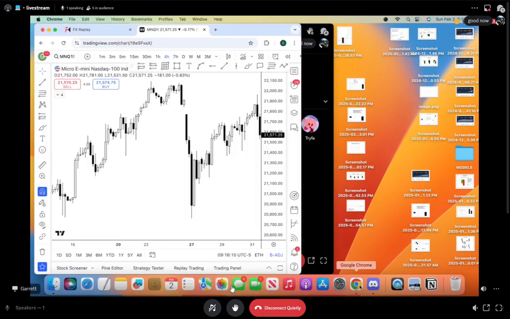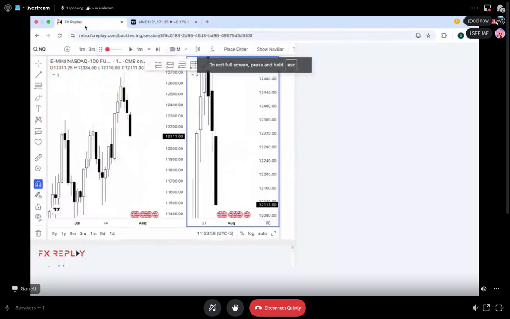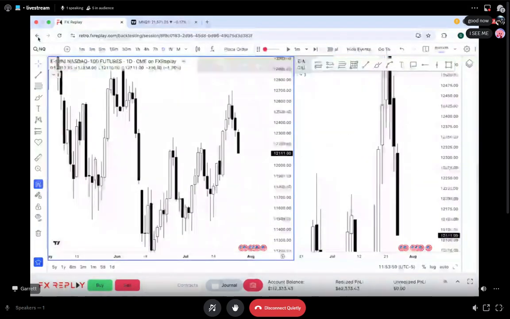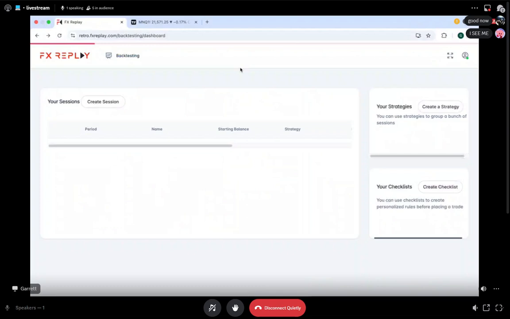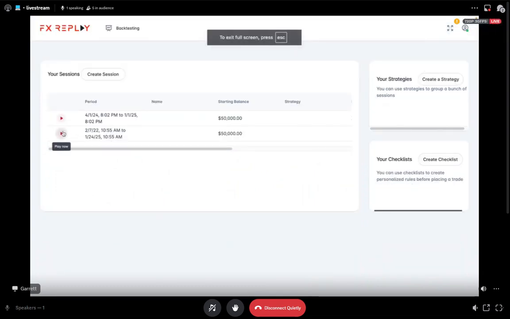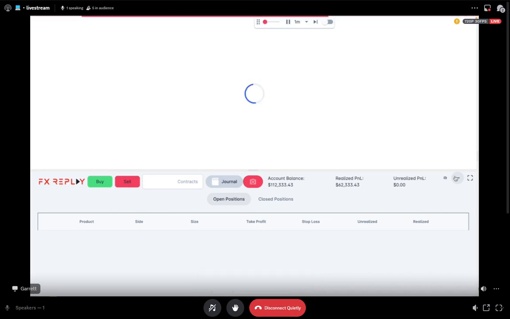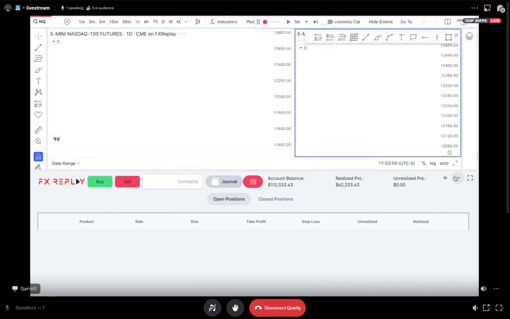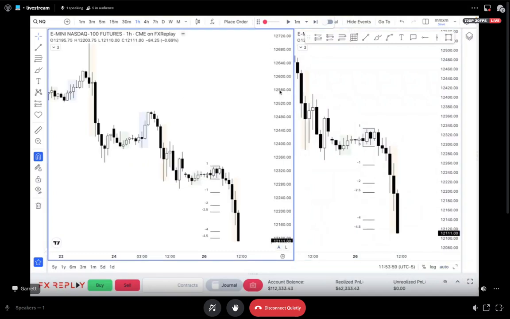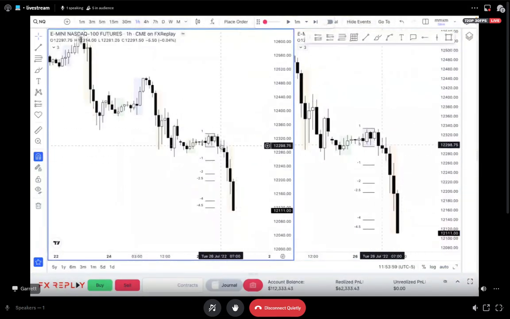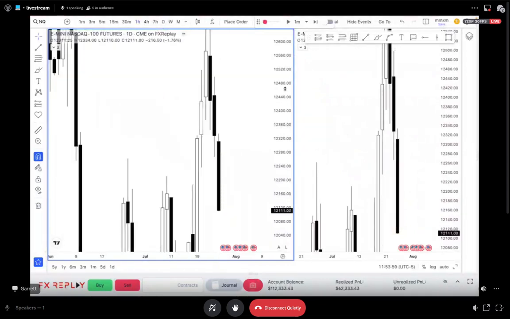Okay. So here I'm already on a backtest. Let me full screen this. We're just gonna resume this account that I've been backtesting for a while now. First I want to go over this trade that I took the last time I backtested. I just have it still on here.